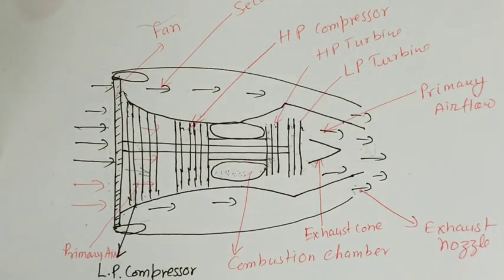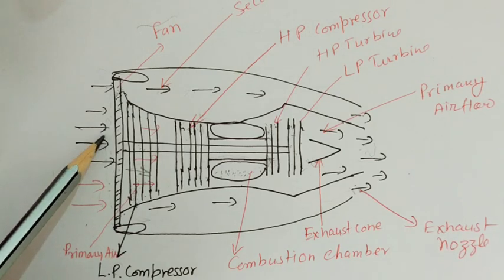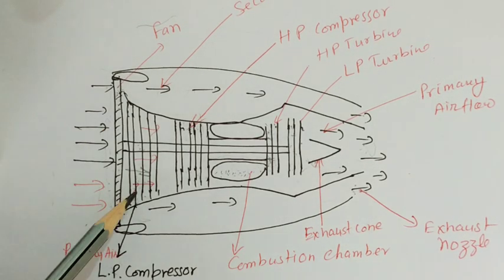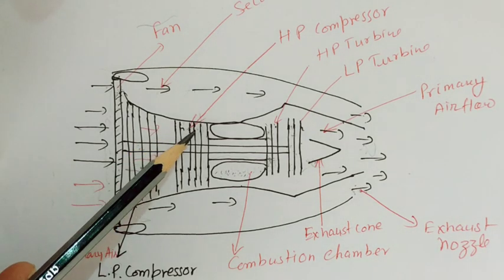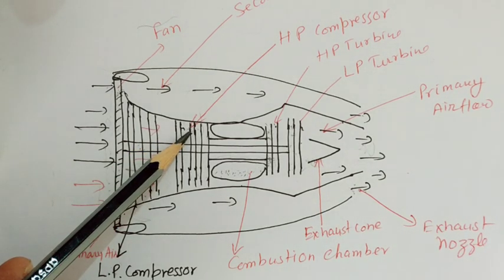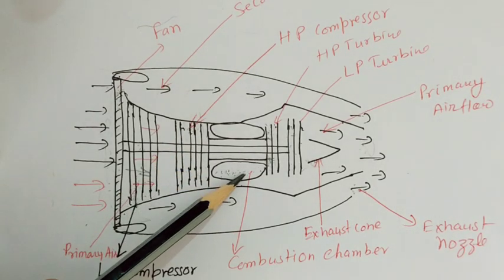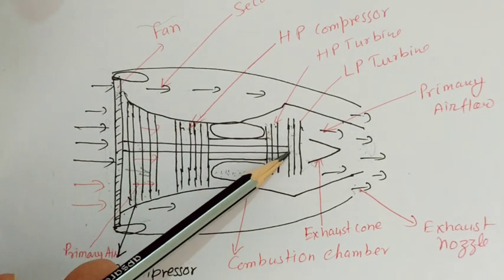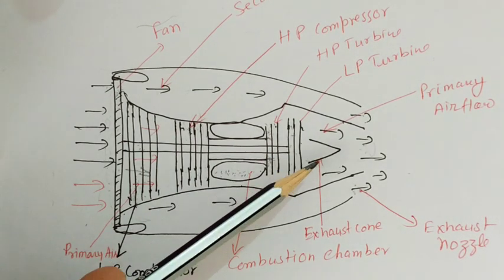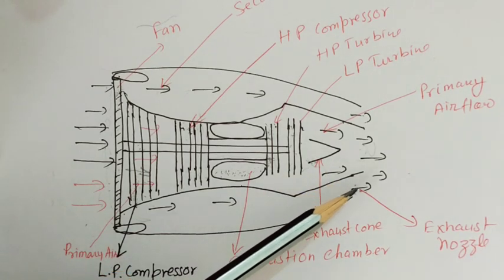Now you see the figure of the turbofan engine, how it looks. Let me familiarize you with the basic components fitted in this engine. Here is your air intake, this is your fan, this is the LP compressor, means low pressure compressor, this is the HP compressor, means high pressure compressor, this is the combustion chamber, this is the high pressure turbine, this is the low pressure turbine, this is the exhaust cone and exhaust nozzle.